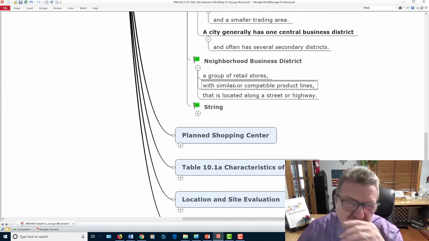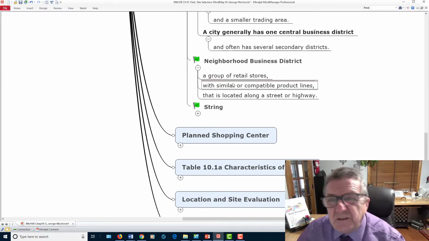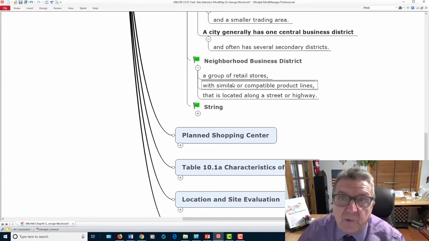The neighborhood: usually smaller stores, little coffee shops, everything else. Small pubs. I don't want to say bars. Small pubs. Little things bring people in, pizza places with some drinks, people activity, and it's a little bit more homely, for lack of a better word.